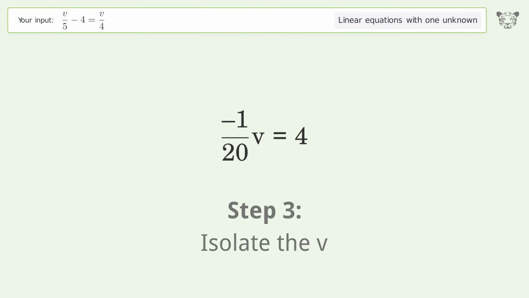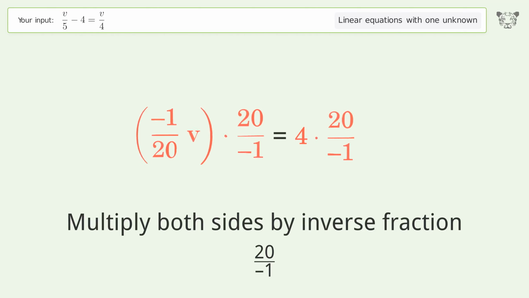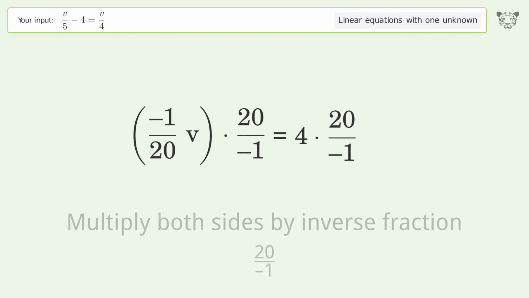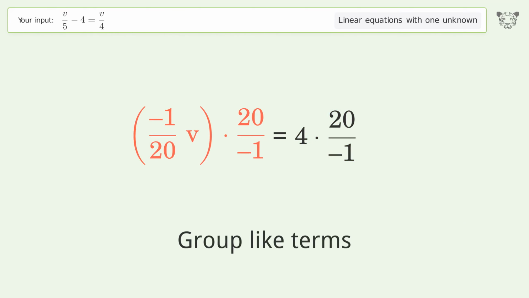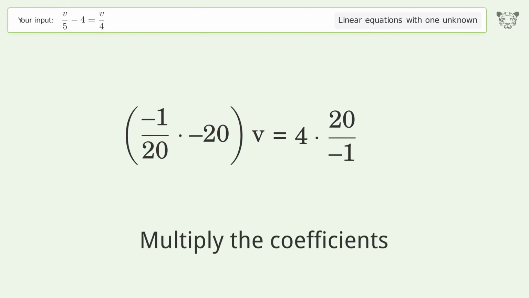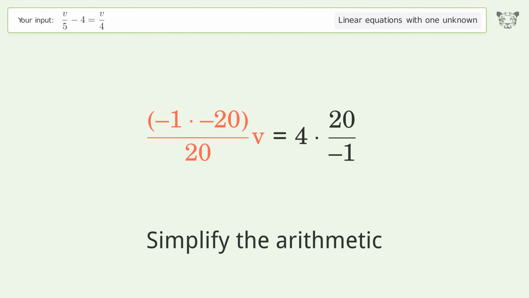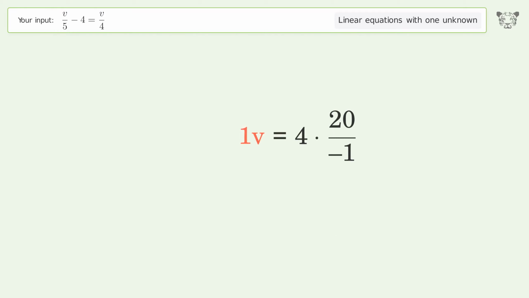Isolate the v. Multiply both sides by inverse fraction 20/-1. Group like terms. Multiply the coefficients. Simplify the arithmetic. And so the final result is v equals -80.